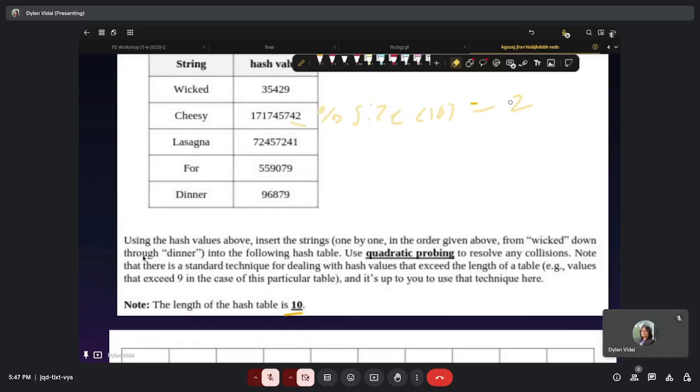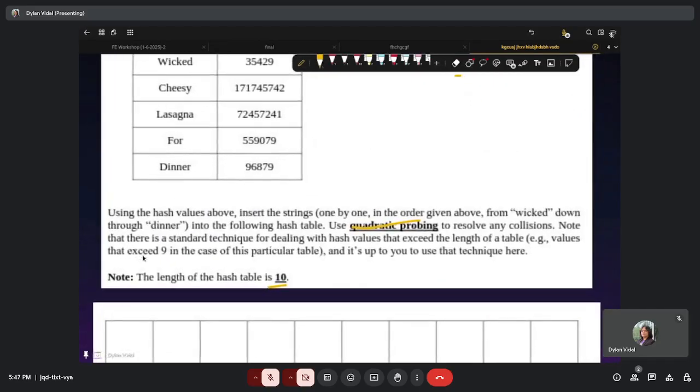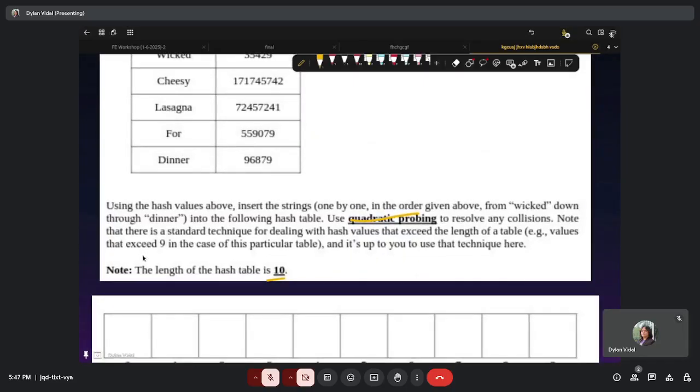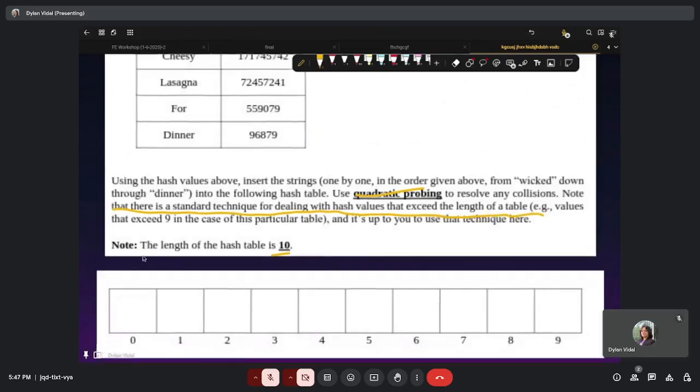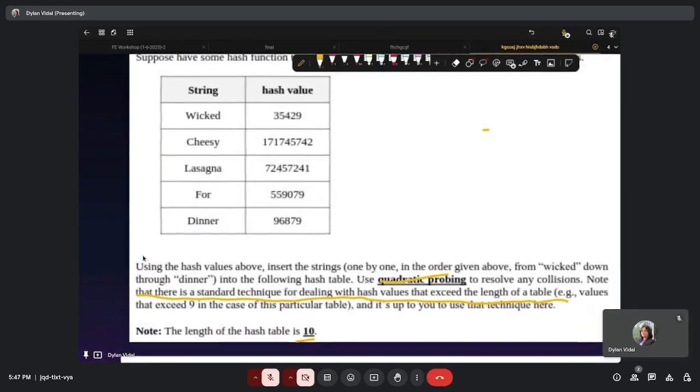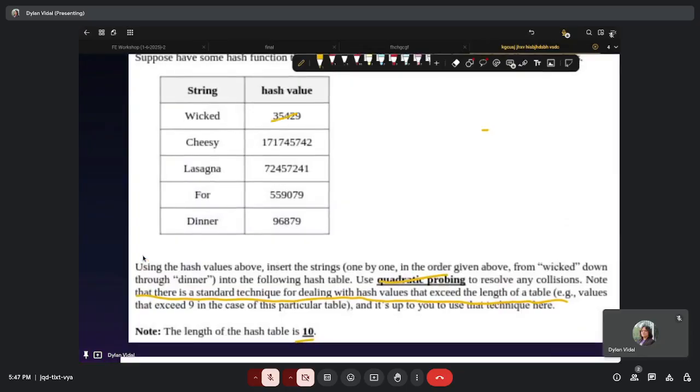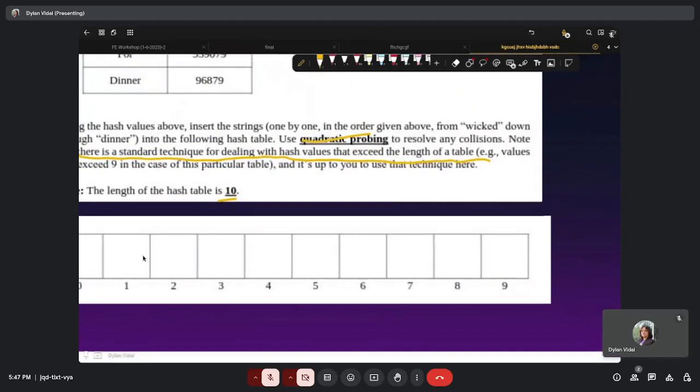And we have to keep in mind that we want a quadratic probing style, okay? So insert the following to the hash table. There's a standard technique for dealing with hash values that exceed the length of the table, aka use modulus. They're saying remember when we taught you that, right? So for the first thing, wicked, we don't even need to bother with this. Wicked goes into position 9. That's not 9, that's 8. I'm stupid.